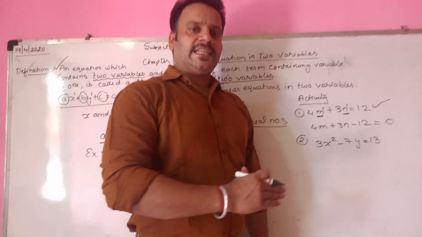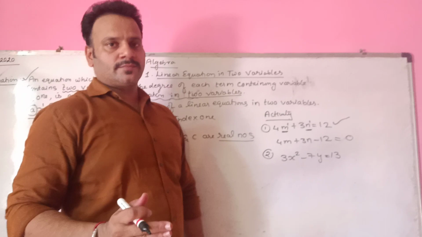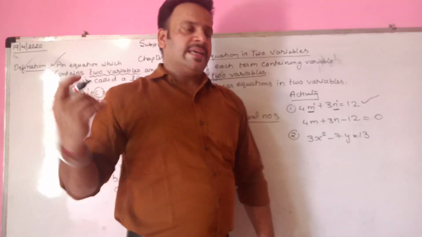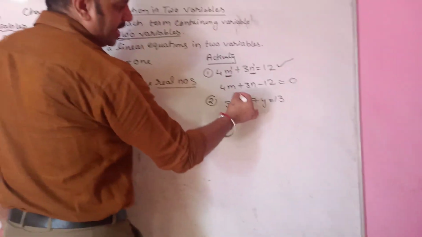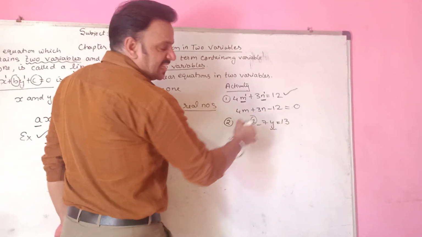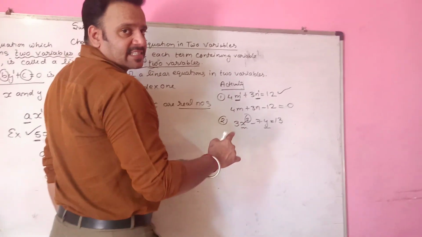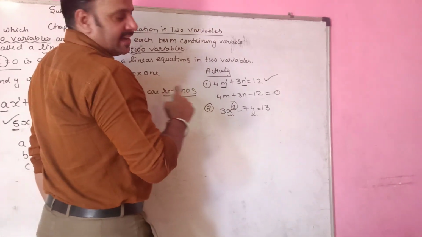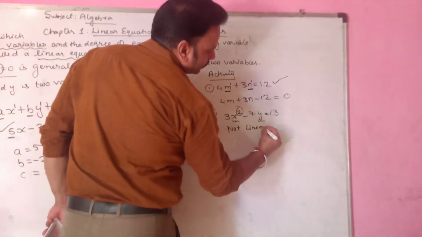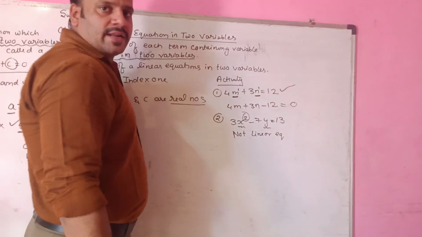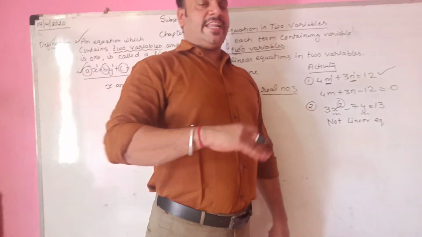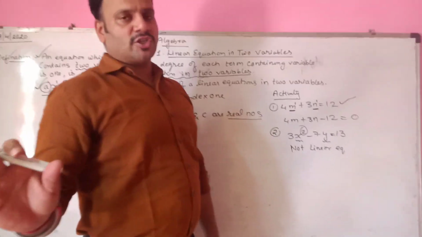So is it a linear equation or not? According to the definition, the index of the variable should be 1, but the index is 2. So therefore it is not a linear equation. If the index is more than 1, we can say 2, 3, 4, 5, 6, it is not a linear equation with 2 variables.